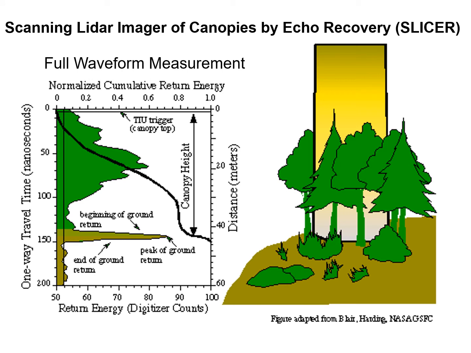So here's what that would sort of look like. This is a scanning lidar image of canopies using an echo recovery system, the Slicer system that we just mentioned lightly. And you have a one-way travel time, and then you have the return energy. And so it sort of gets this, it's like a feedback thing. And you have this normalized cumulative return.